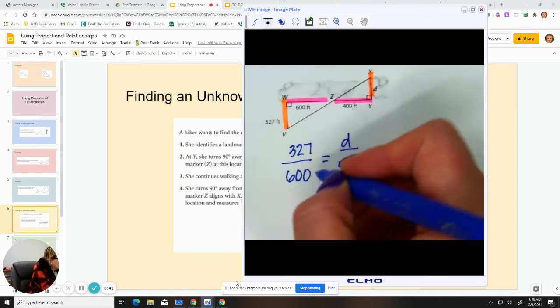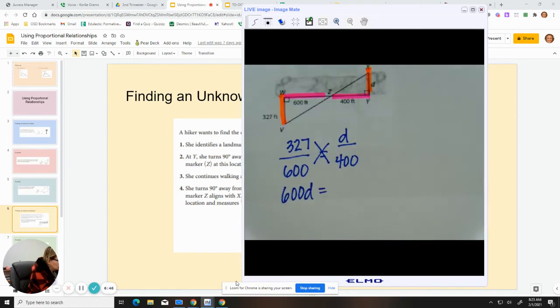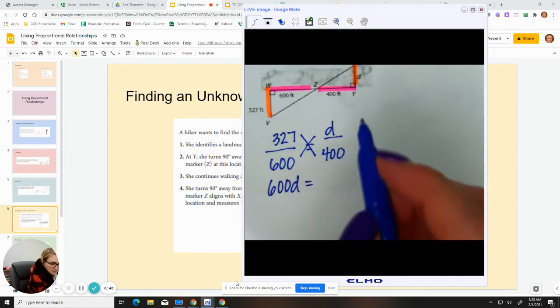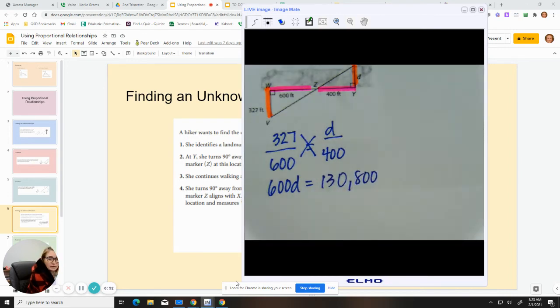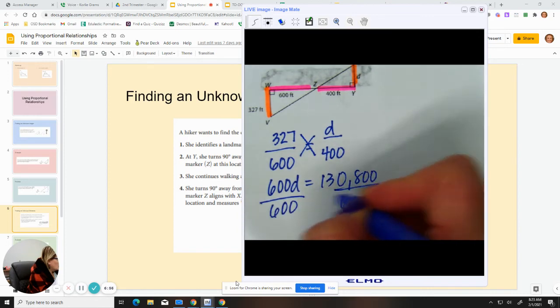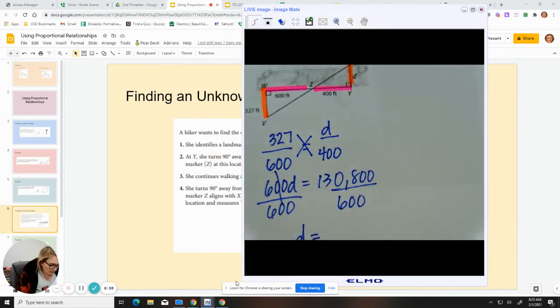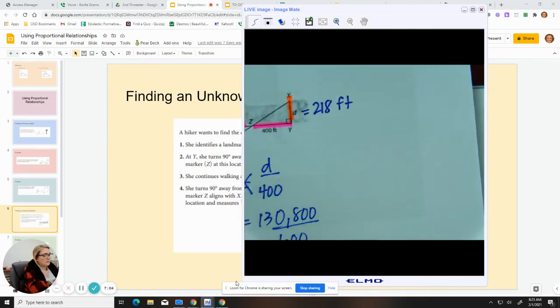So we are going to take 600 times D, which is 600D, 327 times 400, which is 130,800. We are going to divide by 600, and D is equal to 218 feet. So it is 218 feet across that canyon.